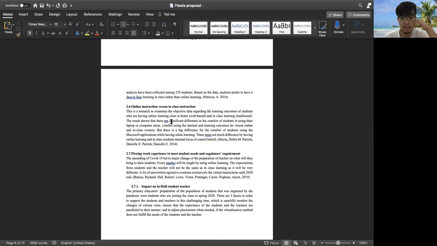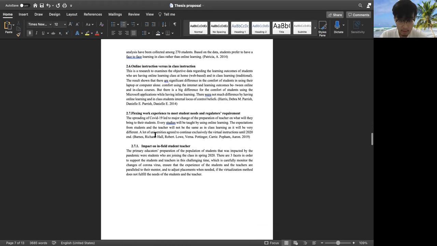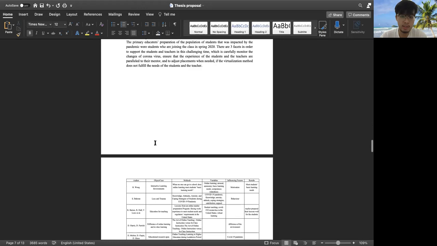And the results show that there is a significant difference in the comfort of students in using their laptop or computer alone. And next is flexing work experience to meet students' needs and regulator requirements, and its impact on in-field student teachers.